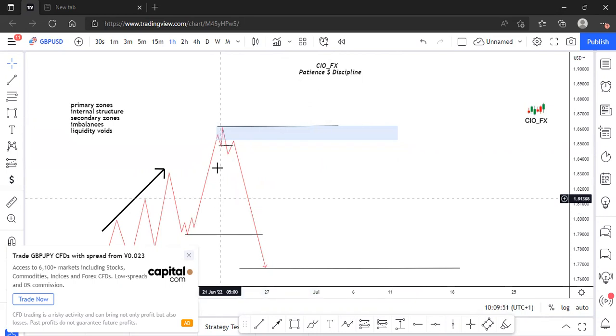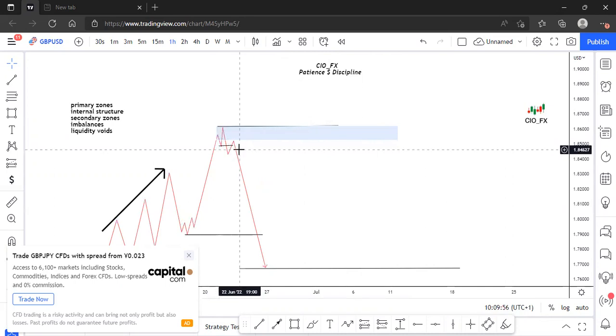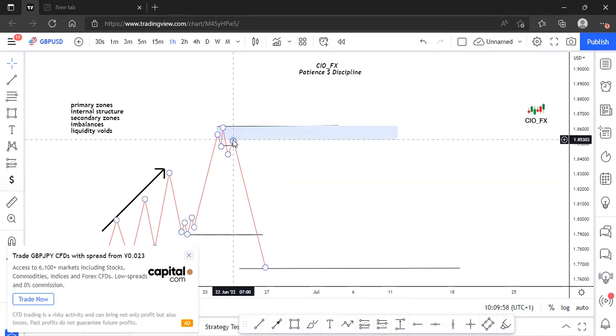So you should know that after a break of structure, an MBOS here, the high it creates, from the top of that high to the extreme is your what? Primary zone.